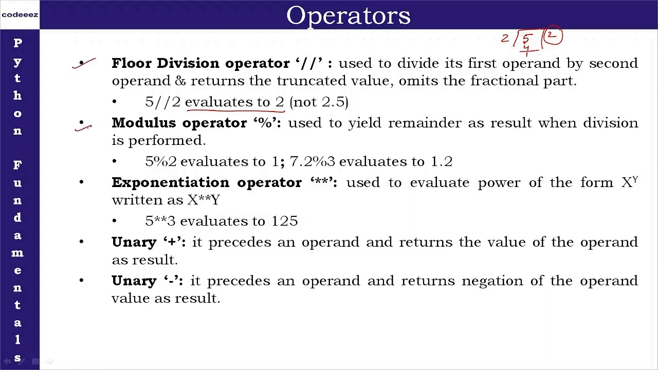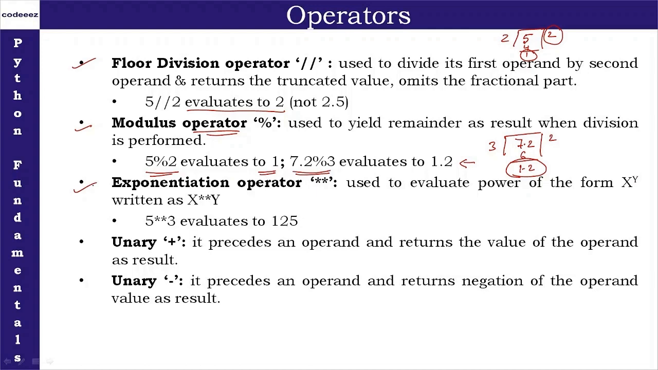And when we talk about the modulus operator, again 2 2s are 4, remainder we get 1. Now this remainder is extracted using the modulus operator, that is 5 modulus 2 gives you the result 1. Now consider the decimal number 7.2 divided by 3. 3 2s are 6 and what we get here is remainder 1.2. So this will be the result that we will get if we do 7.2 modulus 3. So this is how the modulus operator works.